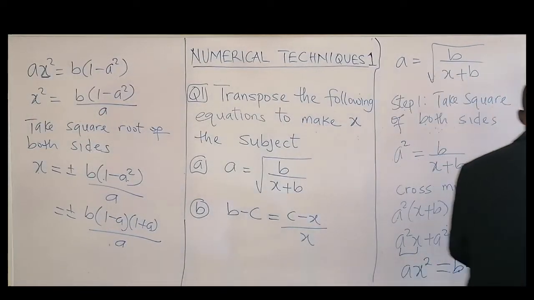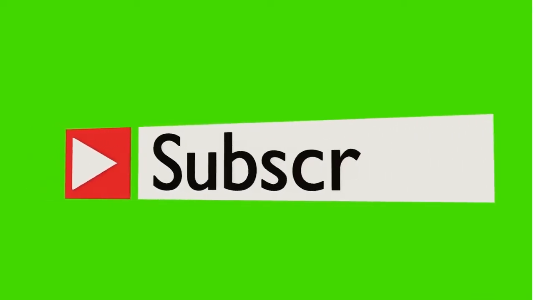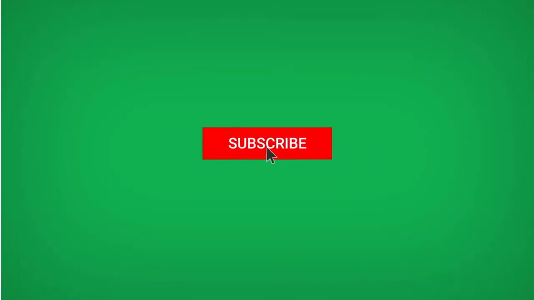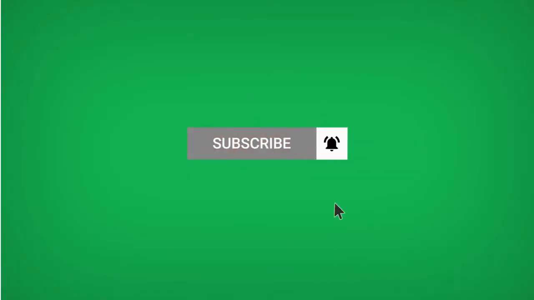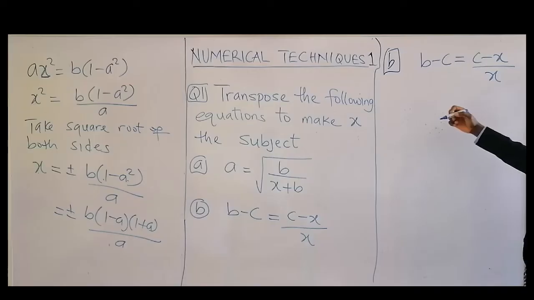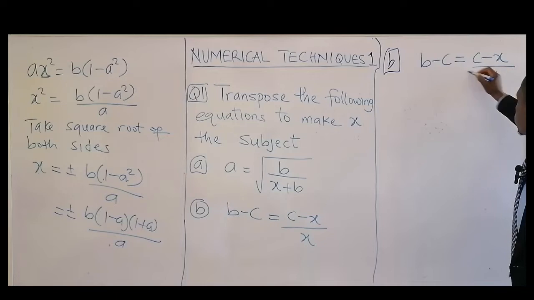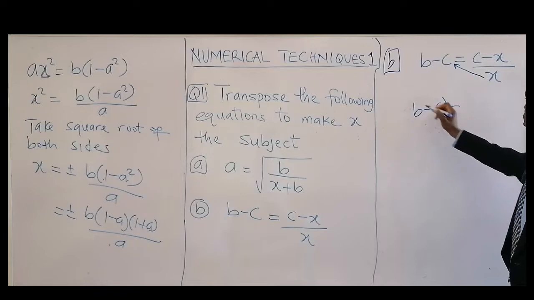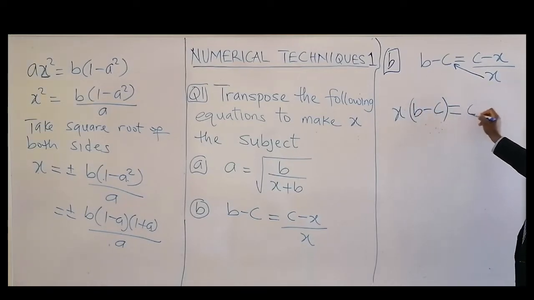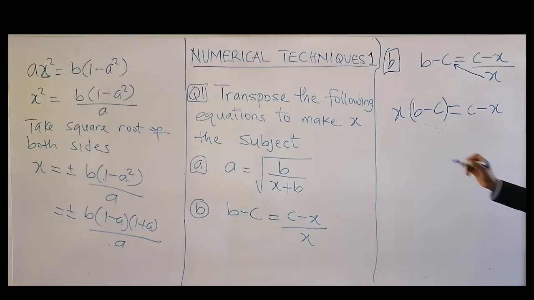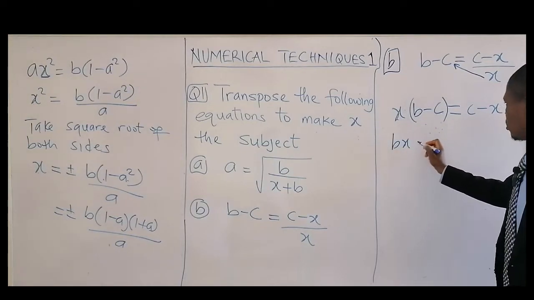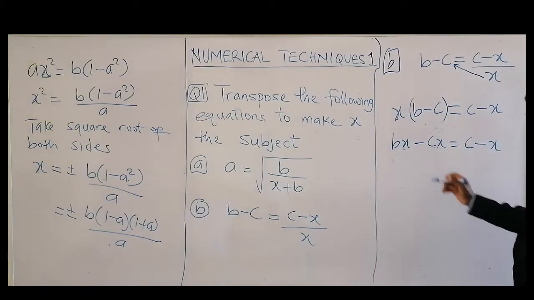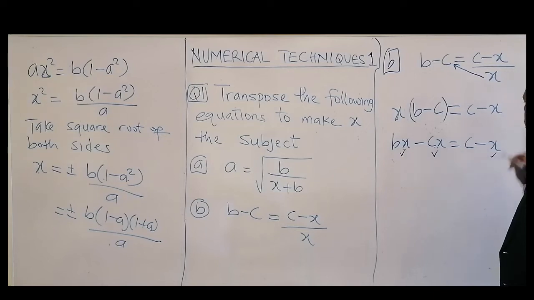Okay, then we go to question 2, the b part. We have b minus c equal to c minus x over x. Okay, so this is a fraction. So what we can do is to cross multiply, and that will be equal to: if you cross multiply, this will go to this side, and that will be b minus c times x equal to c minus this. Do your expansion, this one times this one, that will be bx minus cx equal to c minus x.